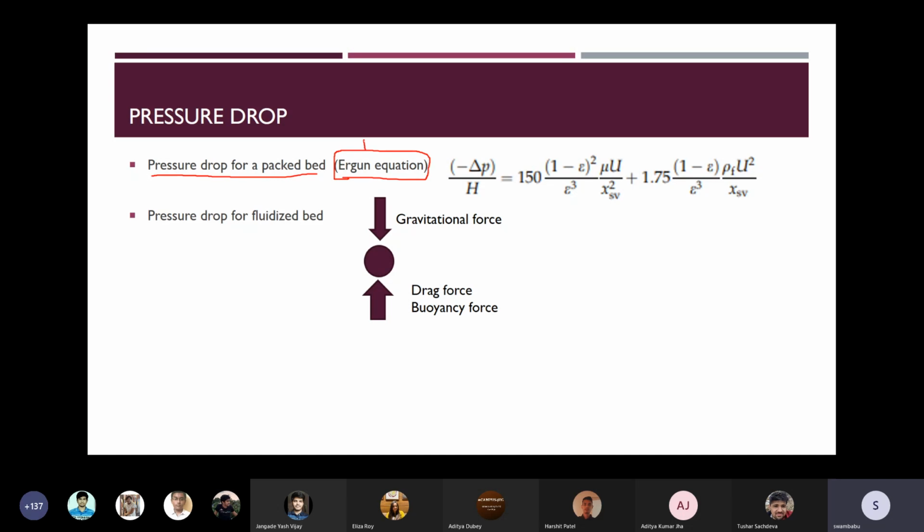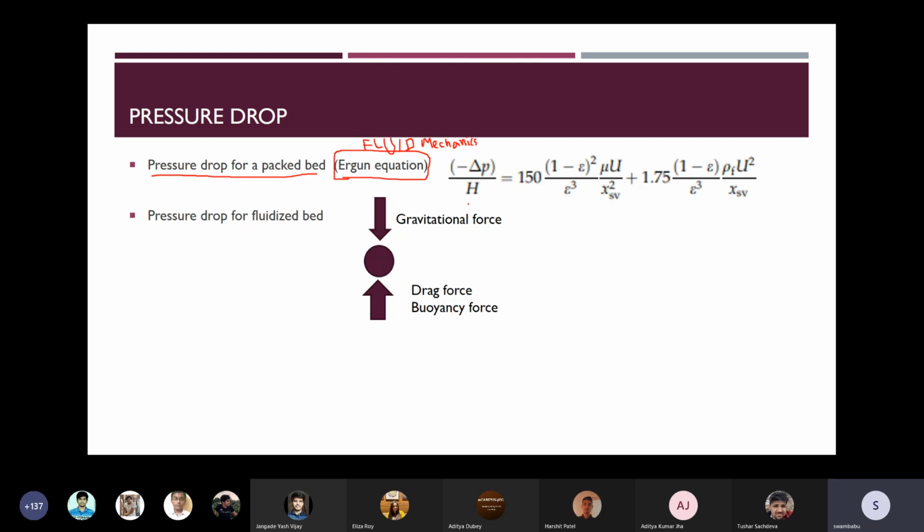So I am not deriving this equation. In the fluid mechanics course, they will teach you the derivation of this equation. So I'm not talking about the derivation.